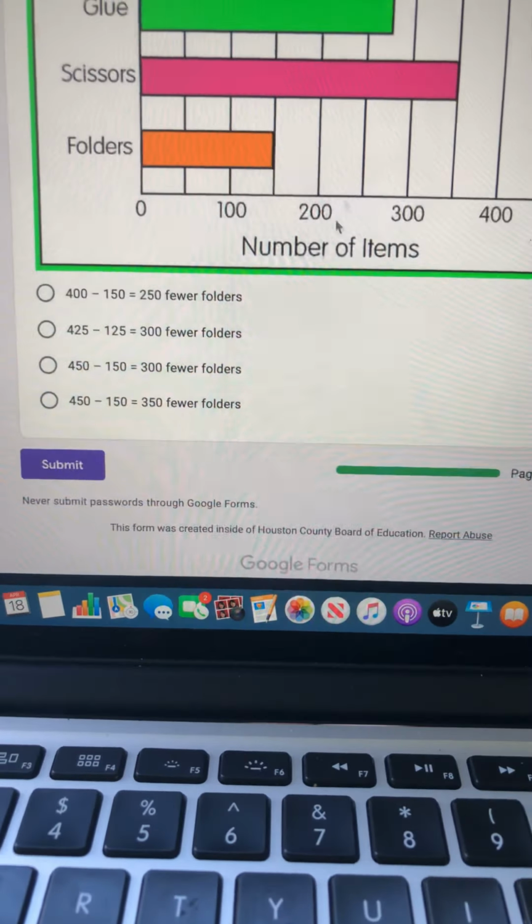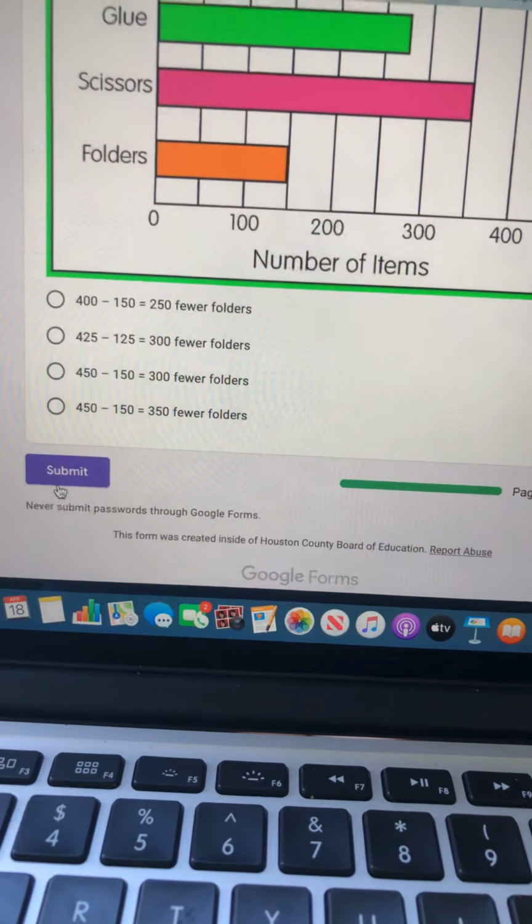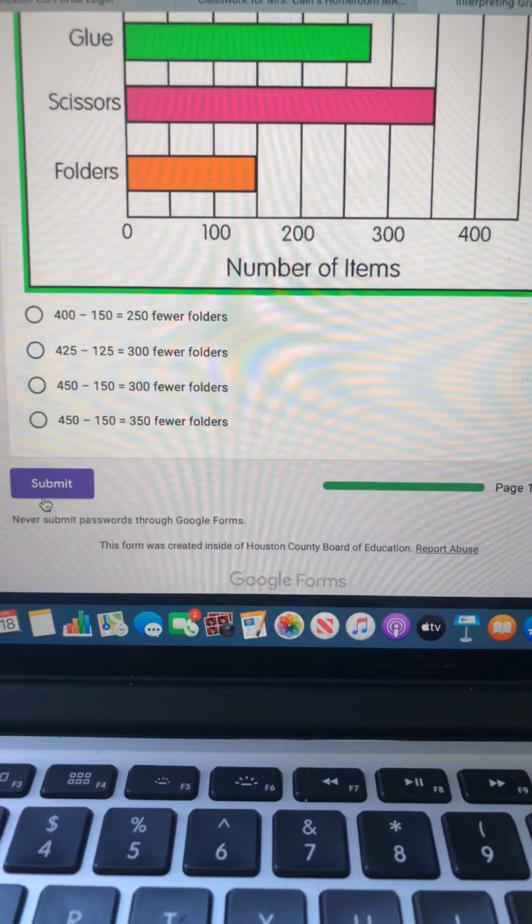All right, guys, and then after you have completed all of those questions, you need to hit the submit button so that your teacher will get the questions that you answered.